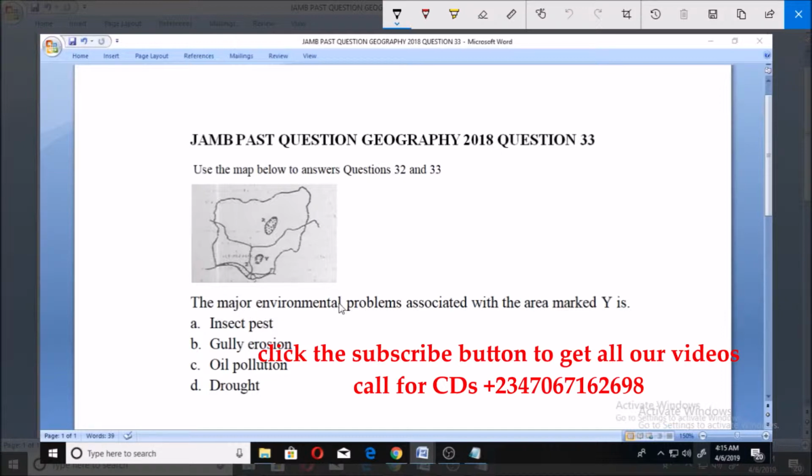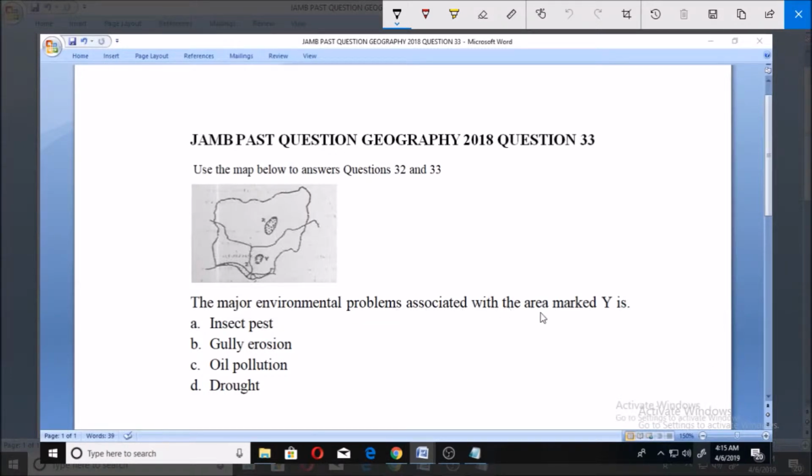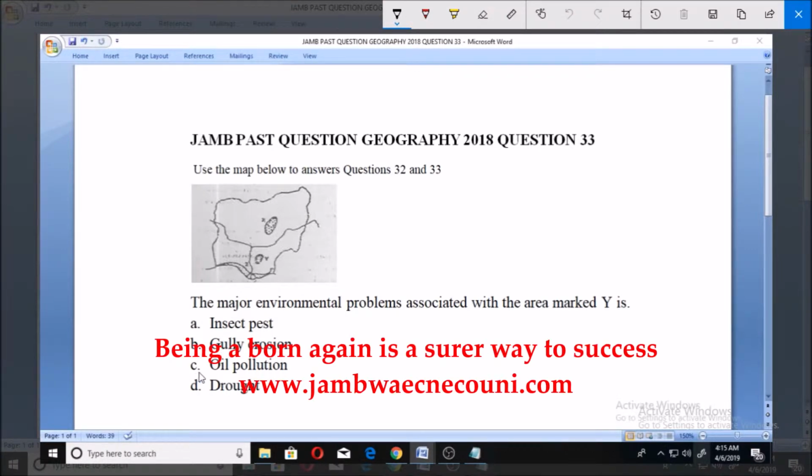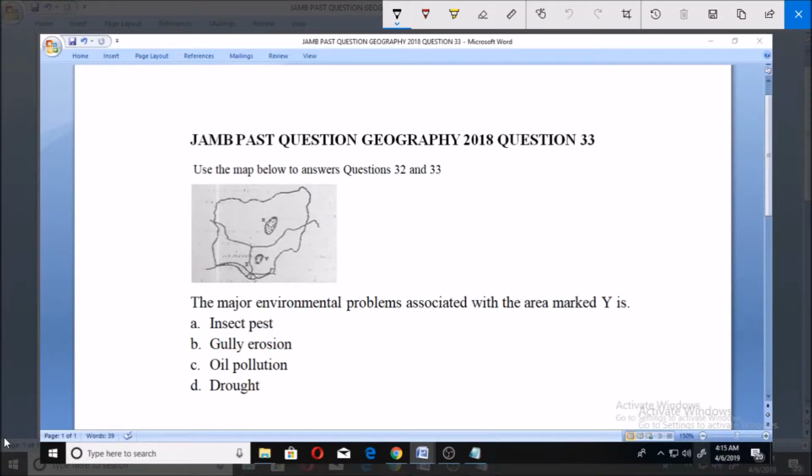Now, the major environmental problem associated with the area marked Y is: A. Insect pest, B. Gully erosion, C. Oil production, D. Drought. So here we are supposed to identify the problem. What problem is in this area? This is the area marked Y. You can see Y here.